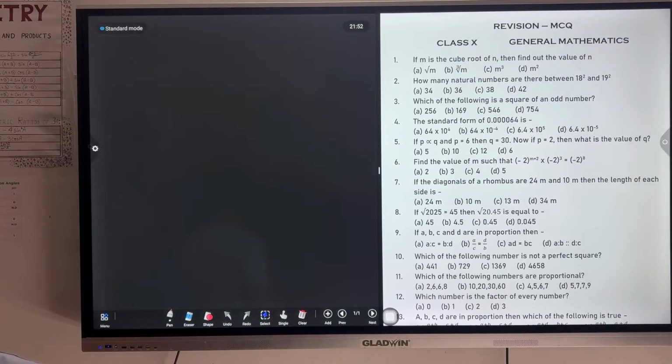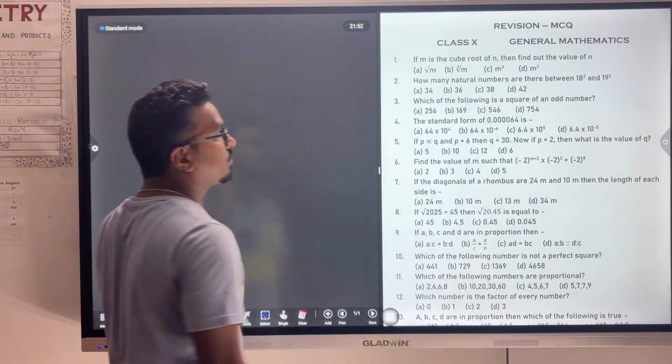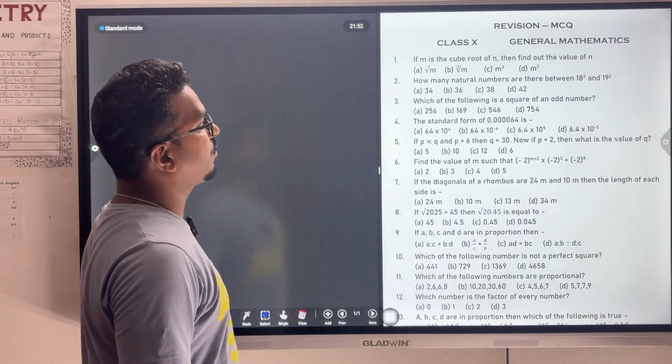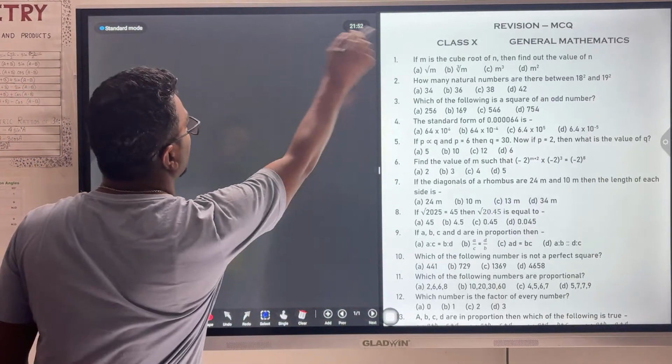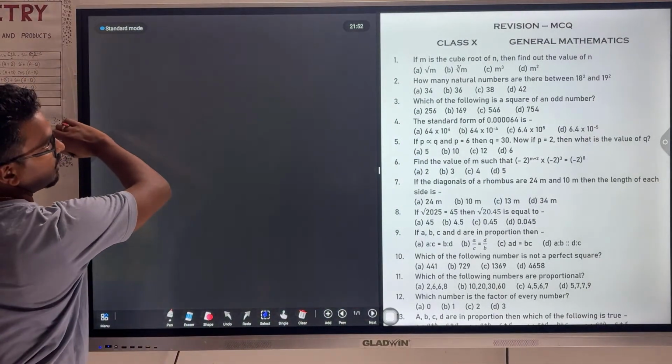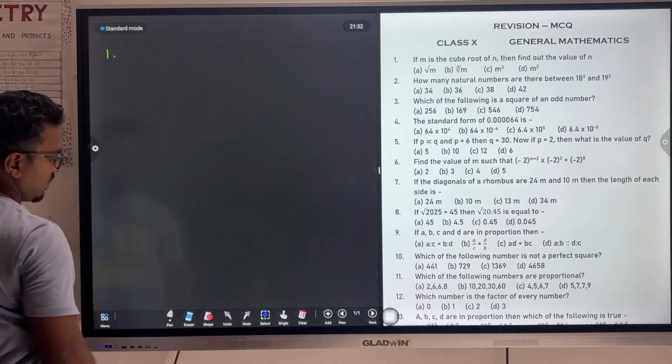So let's start the first question. See the first question. The first question is given: if m is the cube root of n, then find out the value of n. So we'll start with the first question.